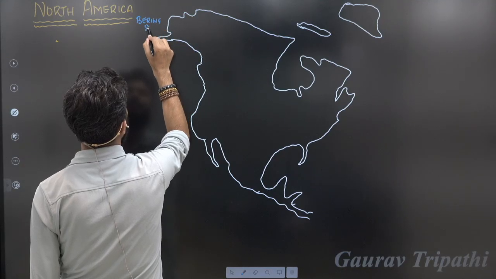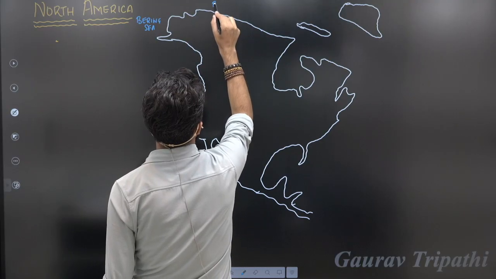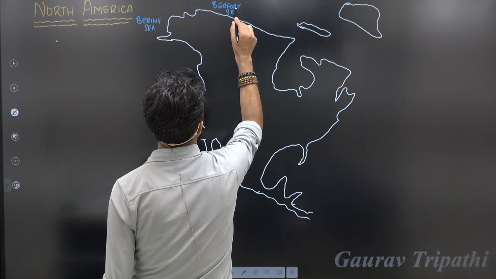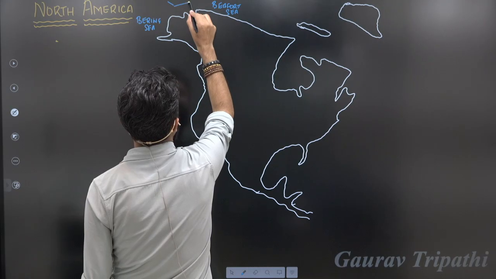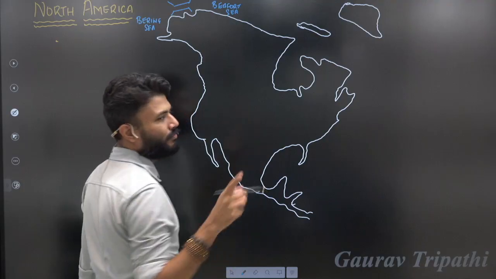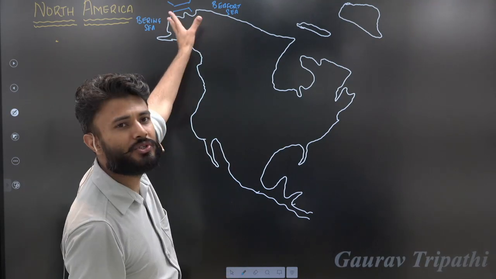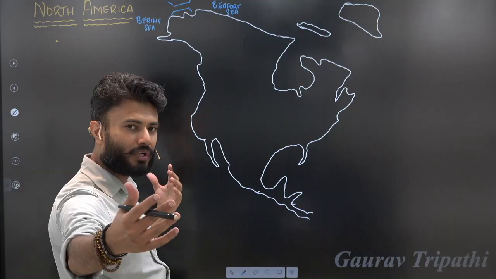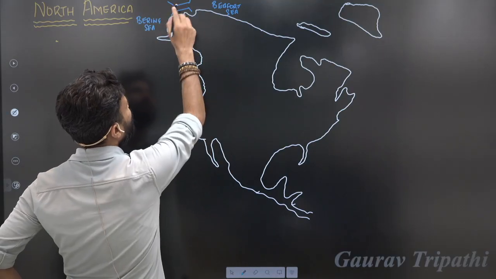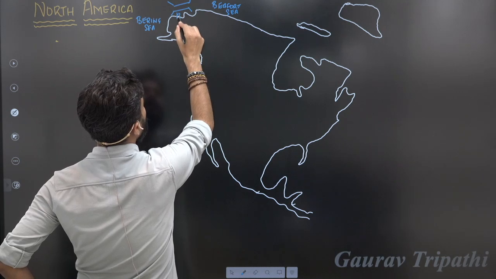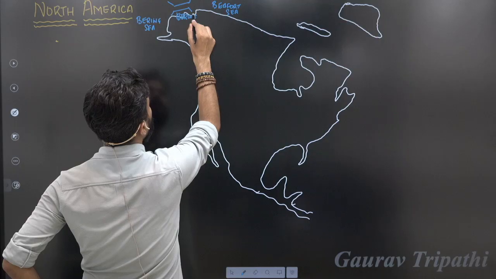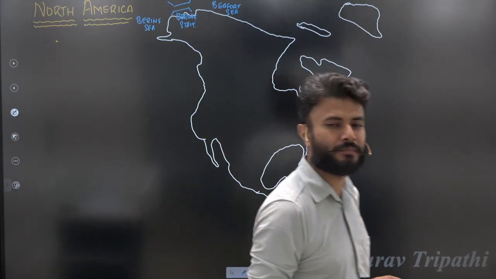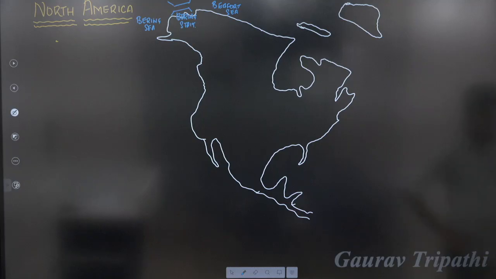Very important sea. Here we have Beaufort Sea. Here we have a narrow water body connecting these two large water bodies, and that narrow water body which connects two large water bodies is known as a strait. The name of this strait is Bering Strait. Fine. So here we have Bering Strait. So Bering Sea, Beaufort Sea and Bering Strait.